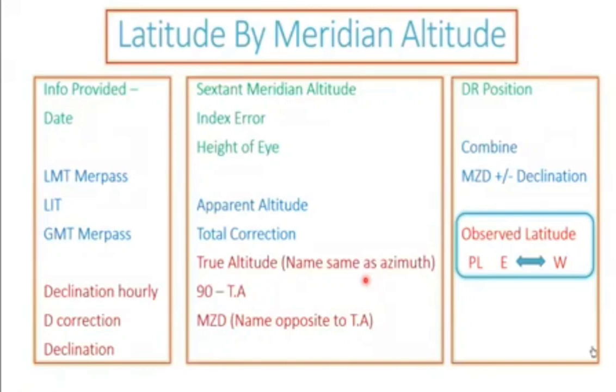We can easily identify and find out what is the name of the azimuth or in which direction does the body lie. So again, I'm emphasizing that naming the true altitude and naming the MZD is not fundamental. It is not fundamentally done. True altitude and MZD are not given any names. We have just named them to save some time in the question, because by naming them we were able to find out whether MZD and declination are to be added or one of them is to be subtracted from the other. So in case we don't use this method, then we need to make the rational horizon diagram, which will take some time. So just for the purpose of saving this time, we have used a shortcut method.